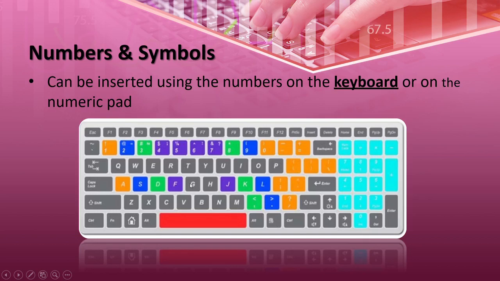Now numbers and symbols can be inserted using the numbers on the keyboard or on the numeric pad. You can see here we have numbers at the top of the keyboard, and also on the right hand side you can see the numbers. Here we use our 10 fingers to press the numbers. Yellow means little finger, blue means ring finger, 3 is green, which means the middle finger of the left hand, and here the 4 and 5 have the same purple color, it means the index finger of the left hand.